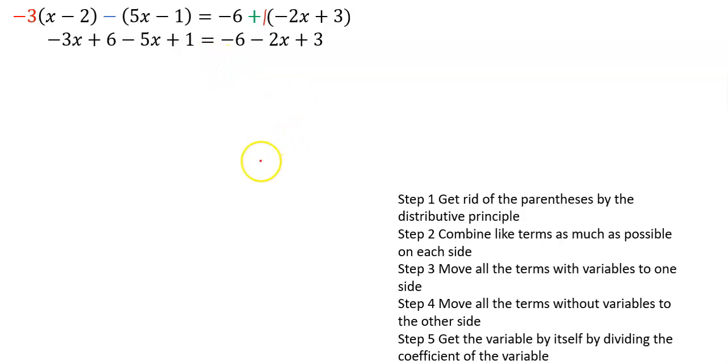So in the next step, we're going to focus on all the terms containing x's. So there's 1 here, there's 1 here. On the right-hand side, there's 1 here. And on the left-hand side, we're going to try to simplify as much as possible. So -3x minus 5x, they are like terms, so we can combine them.